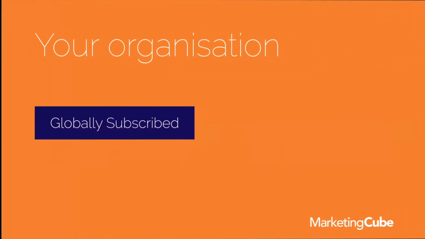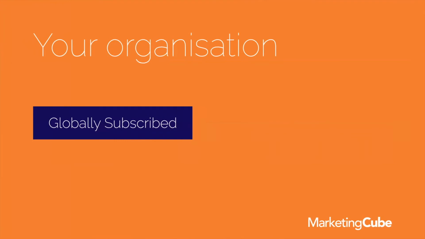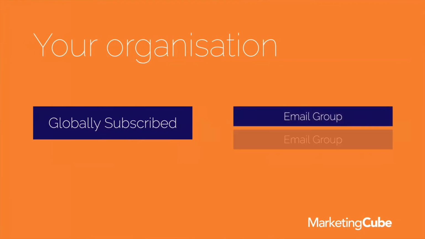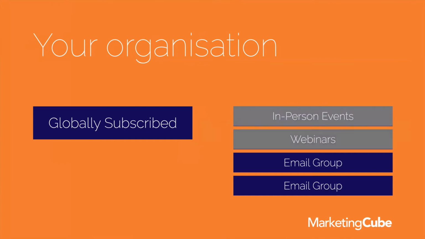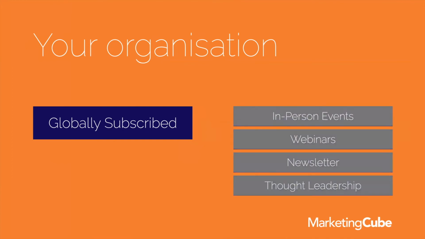So let's take that globally subscribed. And as we talked about a little bit ago, we've got various email groups that are being set up. Now, of course, calling them email groups doesn't really work. We want to create some differentiation. So that's where we start to apply different language, whether it's in-person events, webinars, newsletters, thought leadership, and the list can go on. You don't want it to go on too far, but you certainly want to have some granularity there for people.